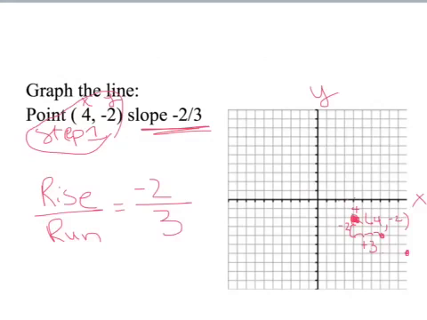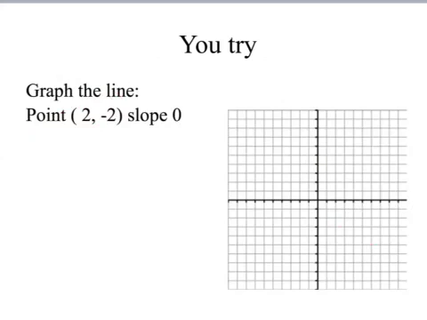So if your slope is negative, you want to do a quick check and make sure, if I was starting here on the left, will I decrease over time? And I will. So you can go ahead and try. Your point is -2, and your slope is 0.